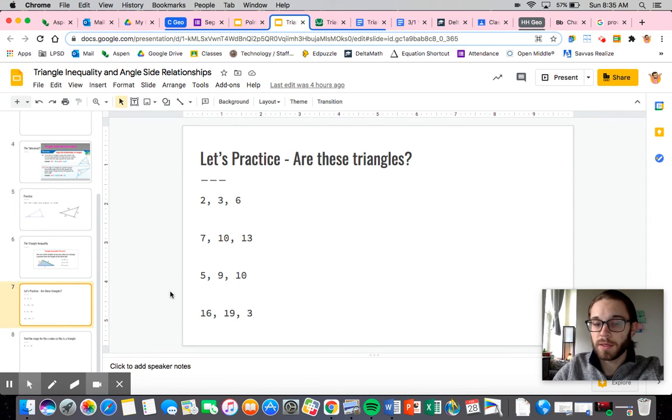So let's practice. Are these triangles? Well, how would I figure this out? I have to figure out if 2 plus 3 is greater than 6. Is 5 greater than 6? No, it's not. So it's not a triangle.